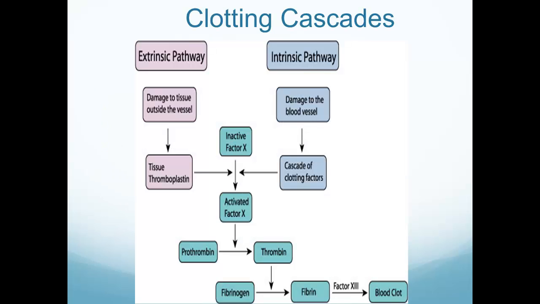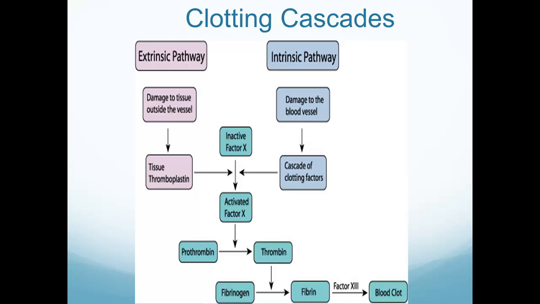The clotting cascade can be broken down into two different components: the extrinsic pathway and the intrinsic pathway. Now, the best way that I can describe this is to think about the extrinsic pathway as coming from damage outside and intrinsic as coming from damage inside. We're not talking necessarily about outside and inside the body. We're talking about outside and inside of the blood vessel.